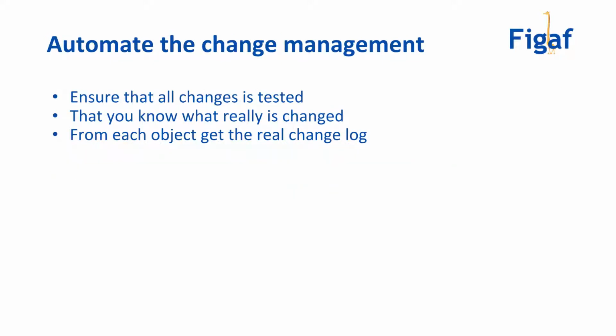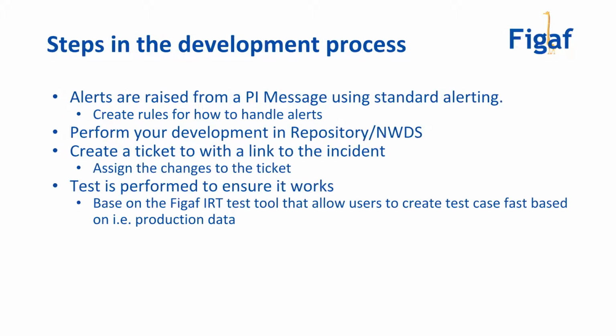That's why we want to automate this process, so you're really ensuring that you're testing all the different changes that you have made. If you have changed the message mapping, all the different objects where this message mapping is used, you want to change or test those. We also want to know precisely what was changed, what parameters were changed in this message mapping. And then from each of these different objects, we want to know what the real logging information is. That is what we're trying to encapsulate in this development process.